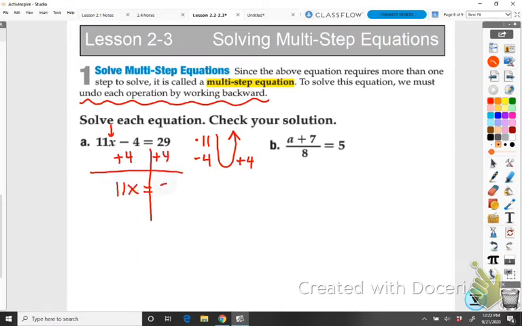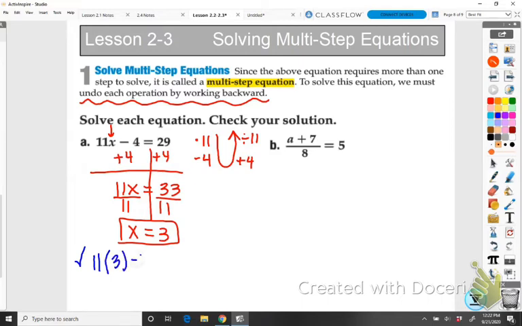And you get 11x equals 33. And then to undo the multiplication of 11, we're going to divide by 11. So in this case, x was 3. And just so we know how to check, 11 times 3 minus 4, does that actually give you 29? 11 times 3, that's 33. If you subtract 4, yeah, that's 29.